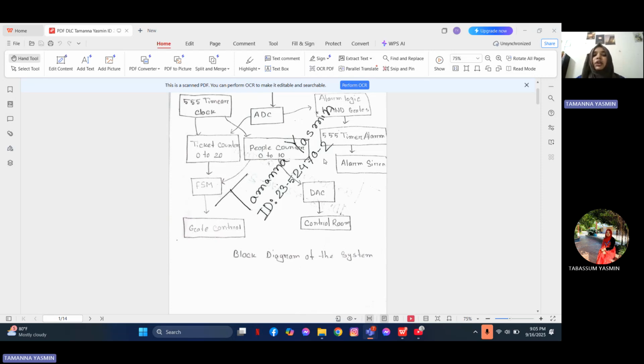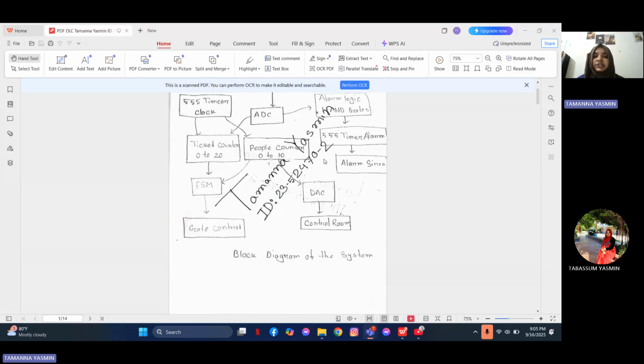Assalamualaikum everyone. For question one, I was tasked with sketching the overall system architecture. The core of this system is data flow. It starts with the four RFID sensors which detect passengers crossing the yellow line. The analog signals are converted into digital data by the ADC, or analog to digital converter.